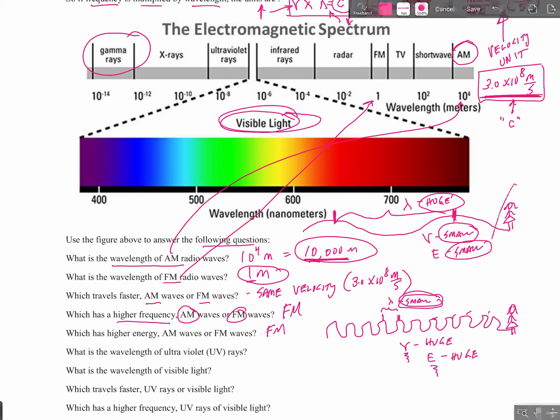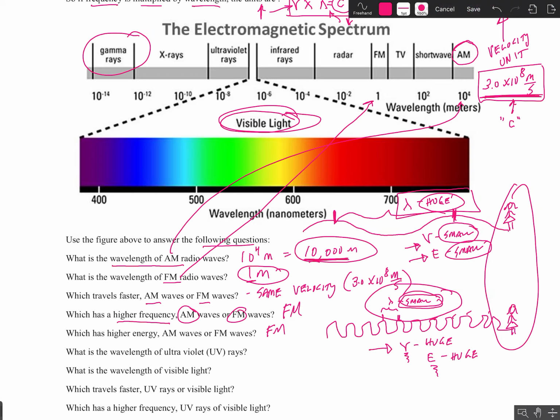So when you do these types of problems, and when you think about electromagnetic radiation, I would encourage you to think about our little girl at the beach. And remember, when the wavelength is big, the frequency is small and the energy is small. When the wavelength is small, the frequency is big and the energy is big.